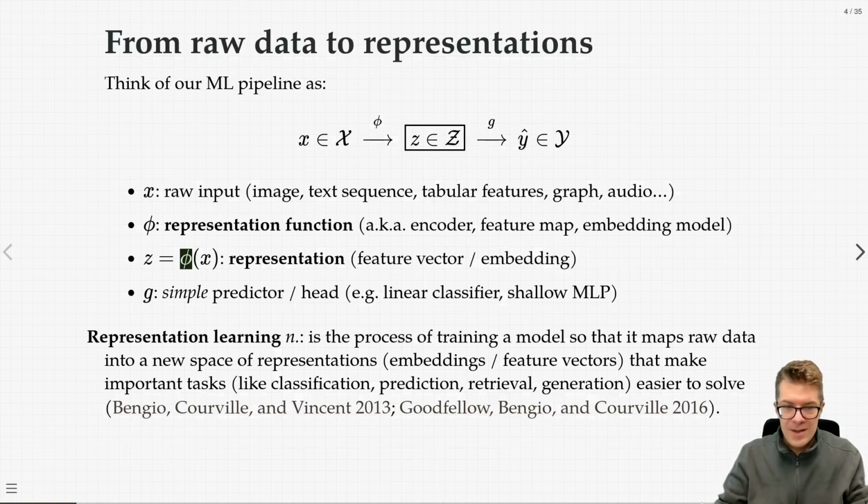Representation learning is a broad concept. It's very broad. We're going to just carve off bits and pieces of it today in this module. But it's basically the process of training a model so that the model itself maps raw data into this new space of representations, which we call Z. And this will make important tasks like classification, prediction, retrieval, generation, anything we care to do, a lot easier. And some foundational papers are down here. But representation learning is just using machine learning in order to discover what good representations are out of the space of all possible representations, big Z.